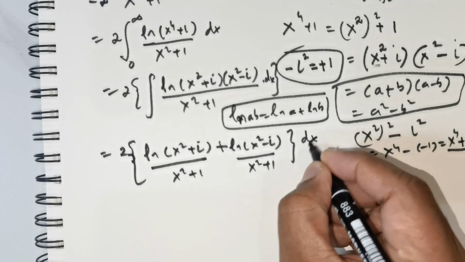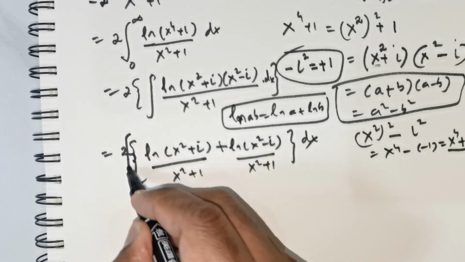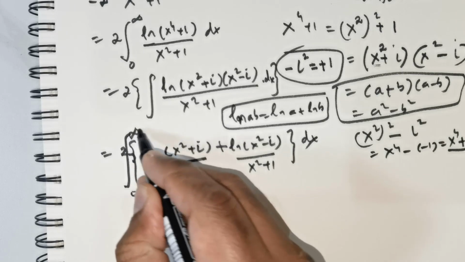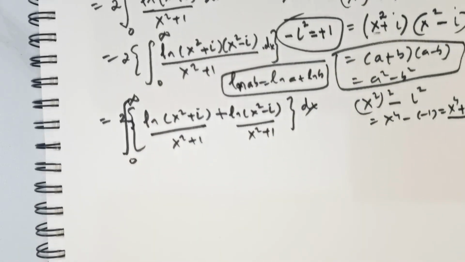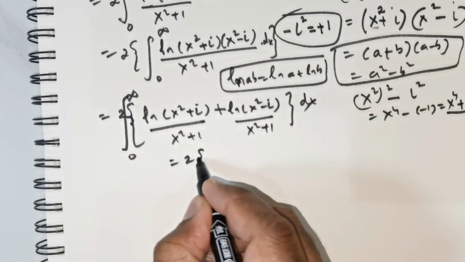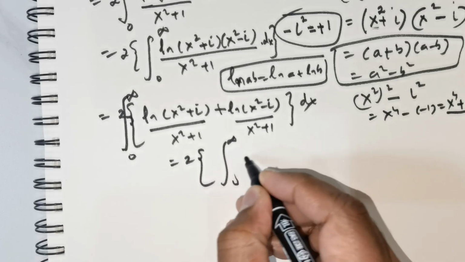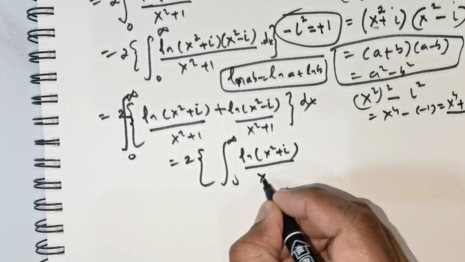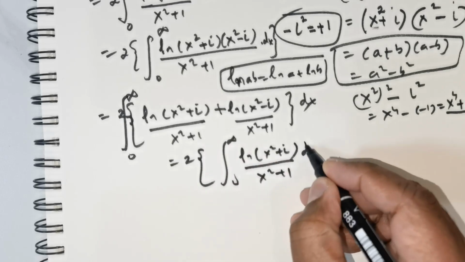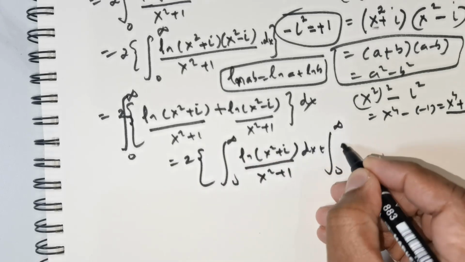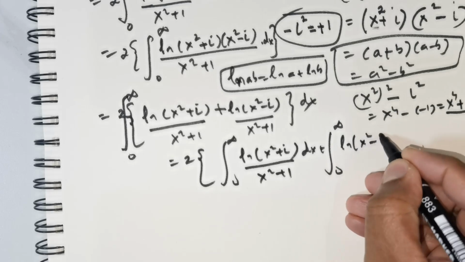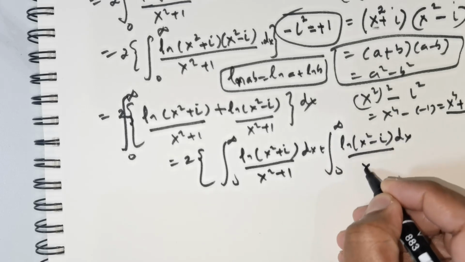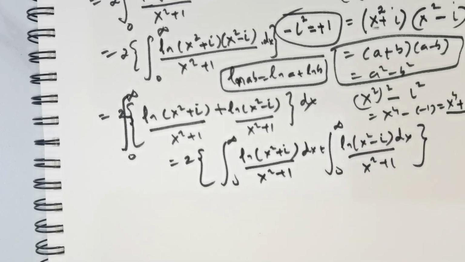So what I wish to do in the next step, I would actually rewrite this as 2 integrals. So this is equal to 2 times integral 0 to infinity ln of (x squared positive i) divided by (x squared positive 1) times the dx, positive integral 0 to infinity ln of (x squared negative i) times dx divided by (x squared positive 1).